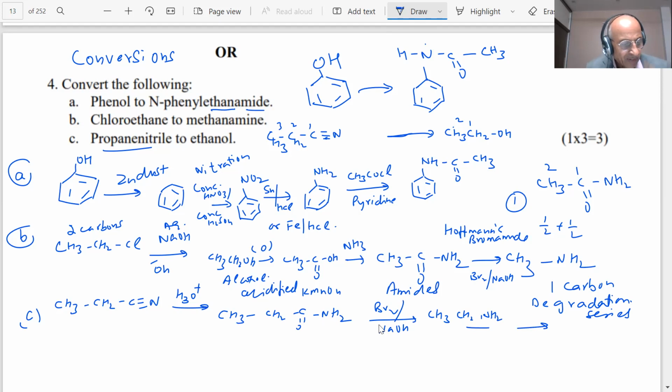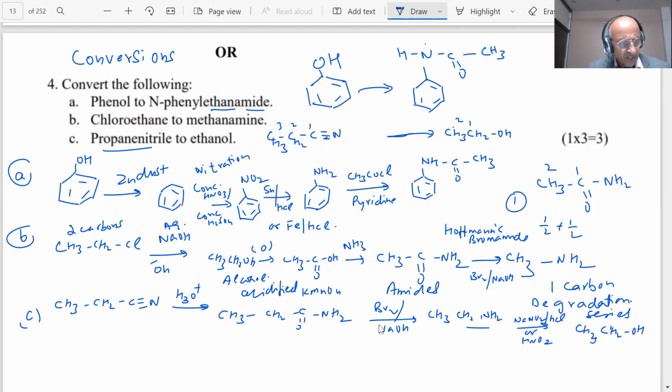How will you convert, students? You want to convert now propane nitrile to ethanol. So you know when amines are reacted with nitrous acid, how do you get nitrous acid? NaNO2 and HCl will produce nitrous acid. Nitrous acid is not stable, it is produced in situ. Then this will result in the formation of CH3CH2OH, ethanol.